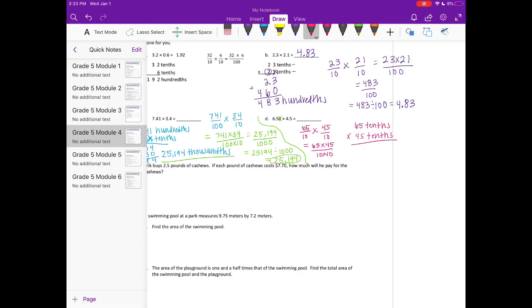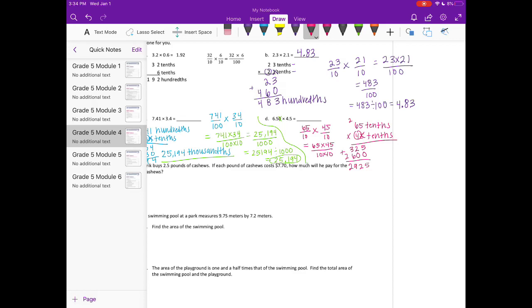So if we multiply, 5 times 5 is 25, carry the 2. 5 times 6 is 30, plus 2 is 32. Put our 0 down. Get rid of the 2. Onto the 4. 4 times 5 is 20, carry the 2. 4 times 6 is 24, plus 2 is 26. Add it together.